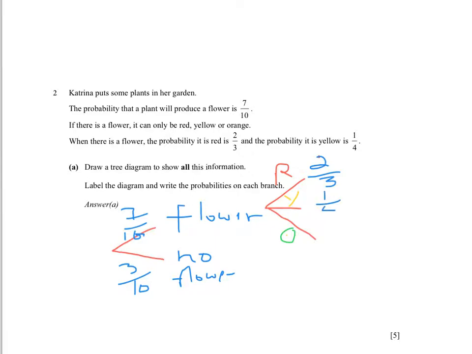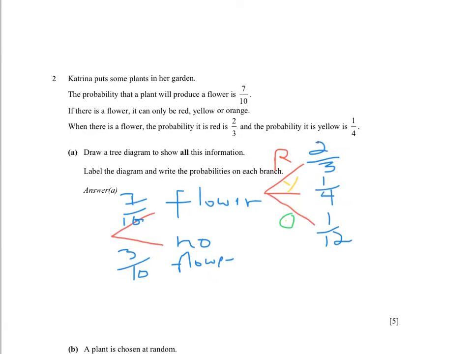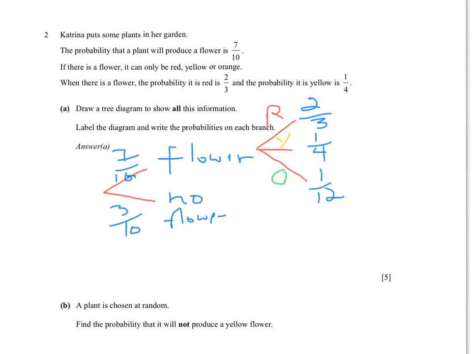Okay, so do a little bit of fractions again. Common denominator 12, 8 out of 12 plus 3 out of 12 is 11 out of 12. That leaves me 1/12 in the last branch to complete the diagram and get my 5 points.